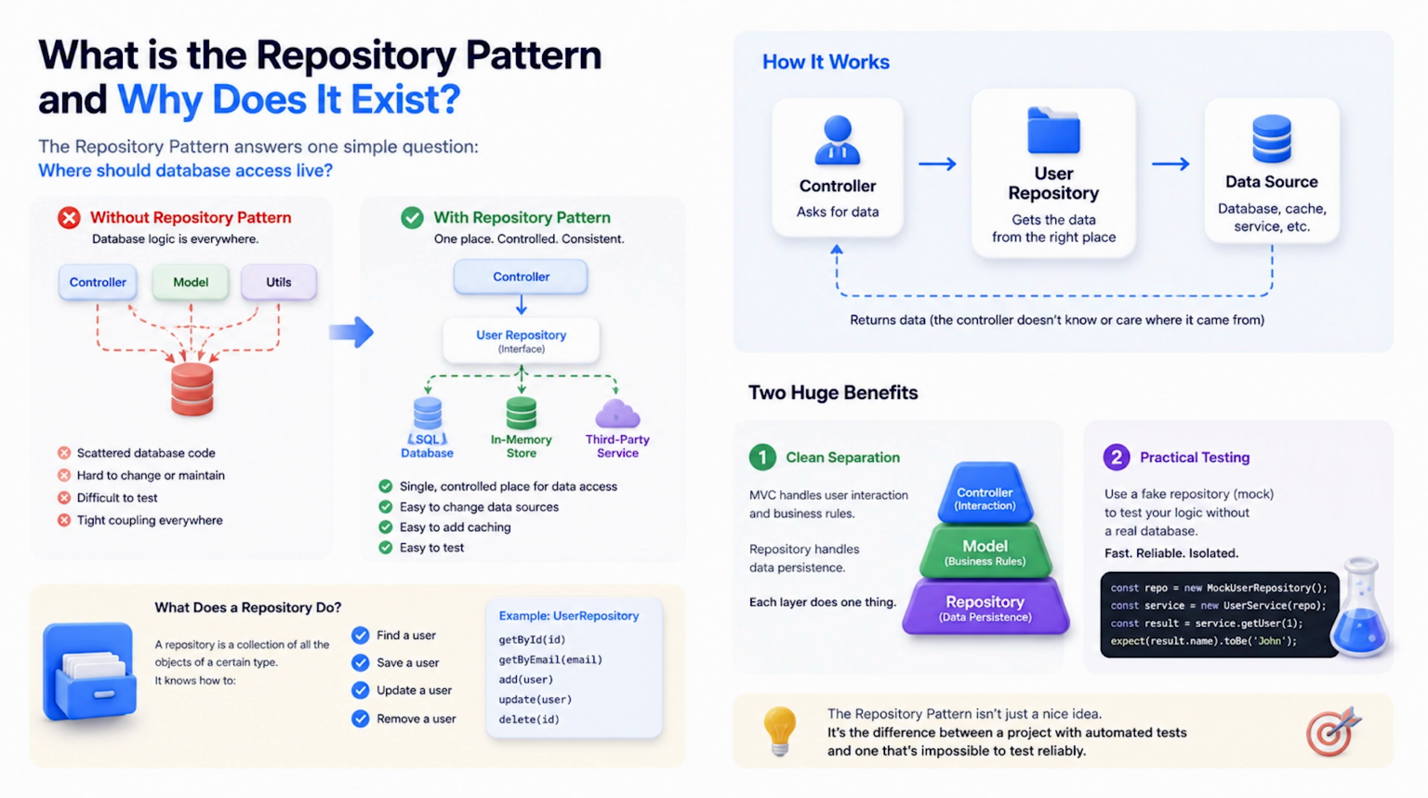First, your business logic stays clean. The model view controller pattern handles user interaction and business rules. The repository handles data persistence. Each layer does one thing.